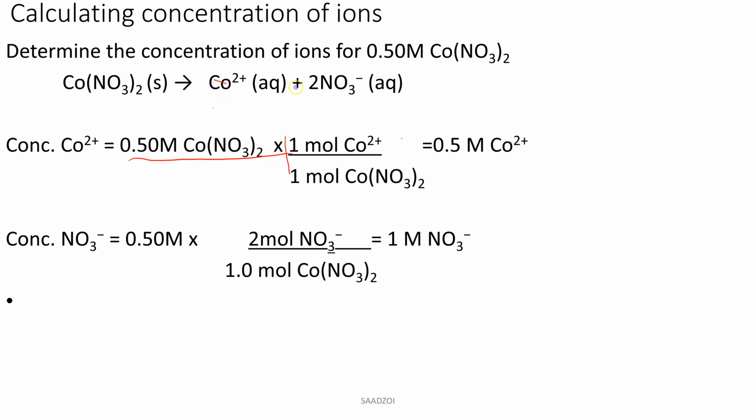Now, if you didn't draw the products, not a big deal. Use the subscripts as your values, right? There's 1 cobalt for every 2 nitrates. So if I have, for example, let's say calcium phosphate, right? So my ratio would be 2 phosphates and 3 calciums. I don't need to write a balanced equation or write the products to know that. I know it's going to be 2 phosphates here and 3 calciums. So keep that in mind to make that a little easier for yourself.